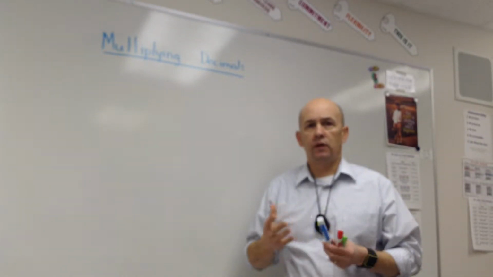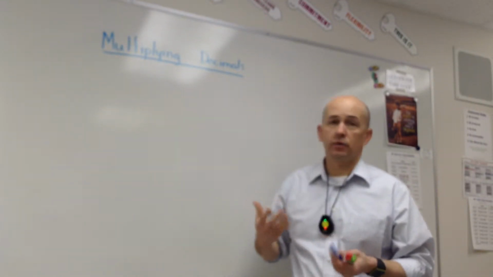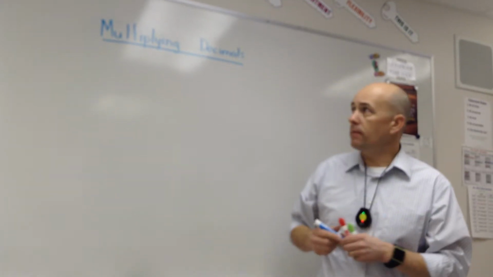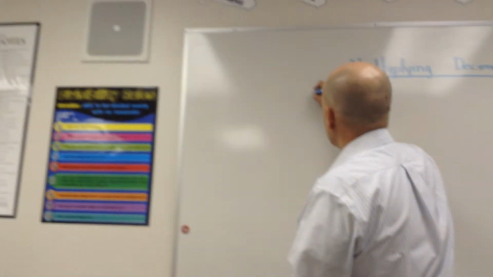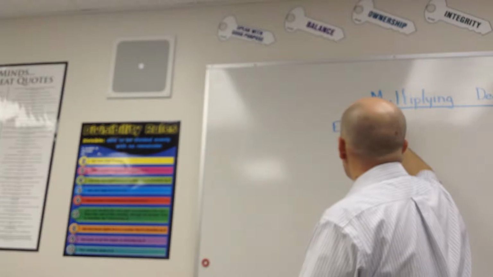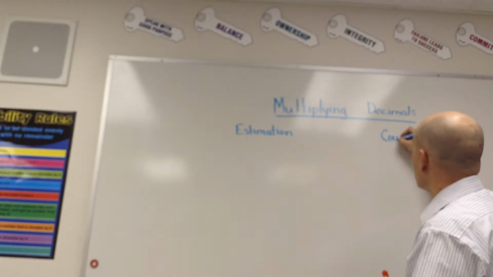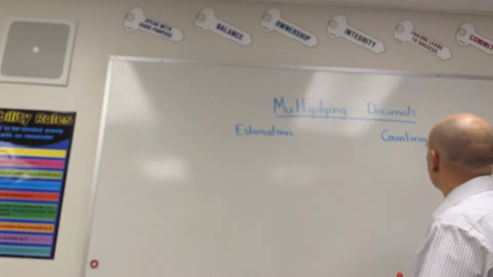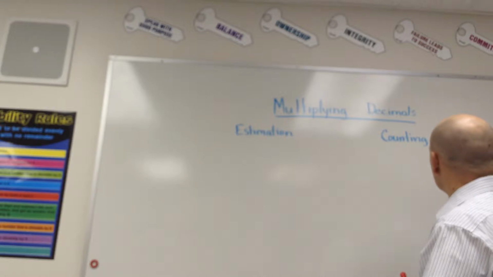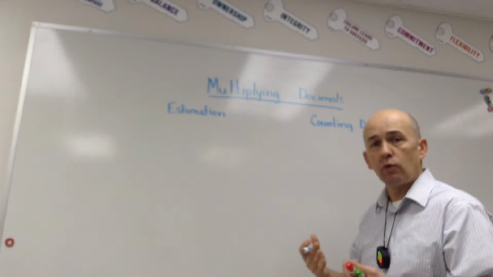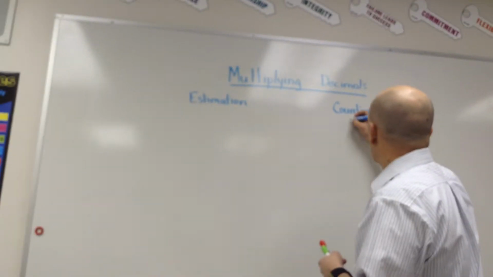Hey guys, in this video I'm going to talk to you about multiplying decimals. Now there's two methods that we can use when we're multiplying decimals. One method is the estimation method, and the second method is called the counting decimal places method. This is probably the more common of the two, but both of them are very easy to use, and you know, find the one that works best for you and go that way.